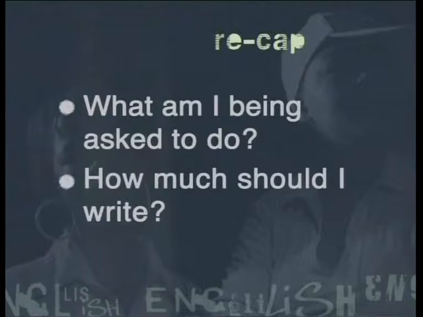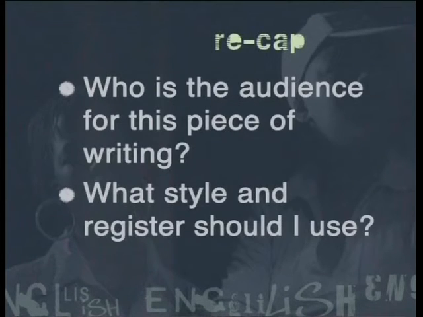Take your mind back to lesson 1, where we learned that the first step in the writing process is to think about our purpose for writing. The advice was to read the topic carefully and ask yourself, what am I being asked to do? How much should I write? Who is the audience for this piece of writing? What style and register should I use? We have to ask ourselves, who is the writing intended for before we even begin, because this will determine the appropriate style for our writing for any given task.